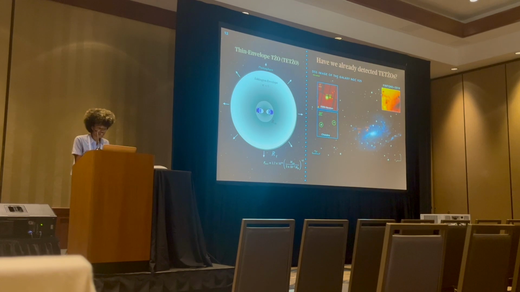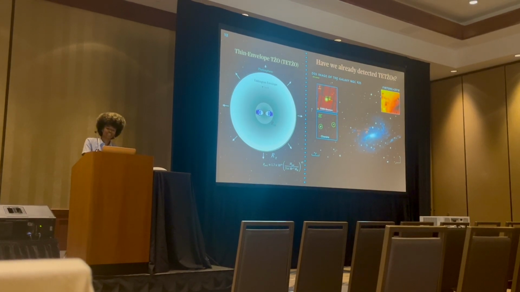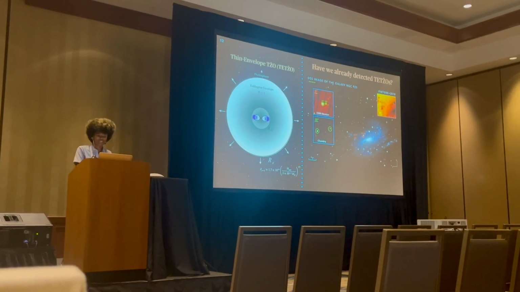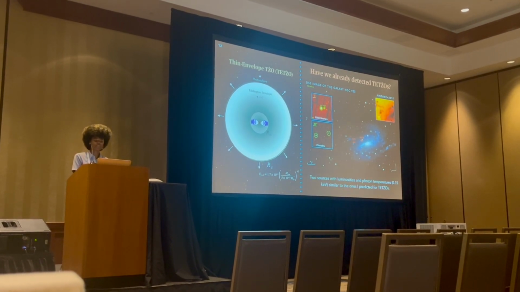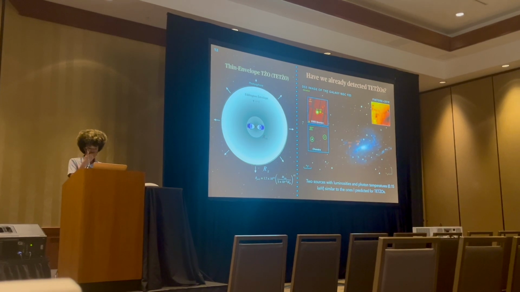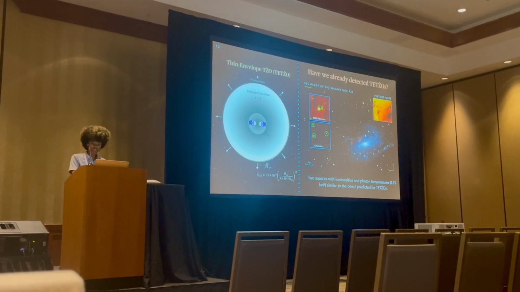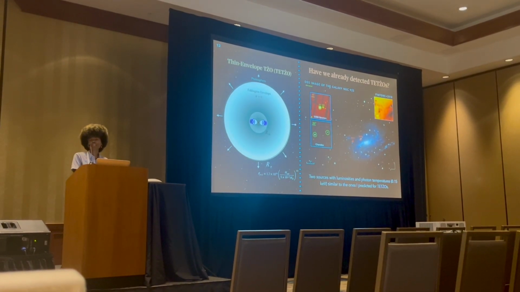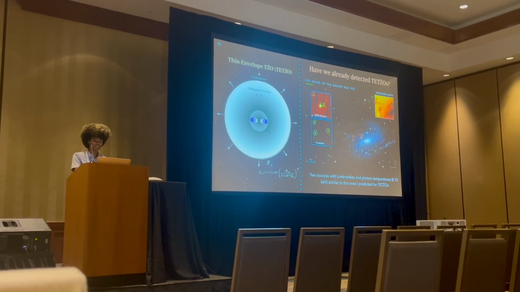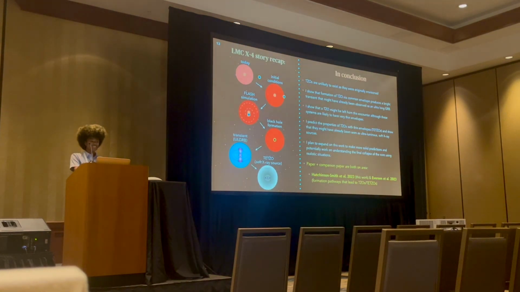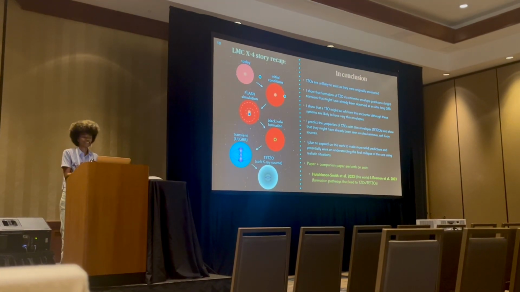So here is an image showing 2 ULX sources in the NGC 925 galaxy. These 2 sources have luminosities and photon temperatures that are similar to the ones that I predicted for thin envelope TZOs. So I'm not claiming that that's what these are, but this could be an interesting starting point for further investigation. And then with that, I will leave you with my conclusion slide.